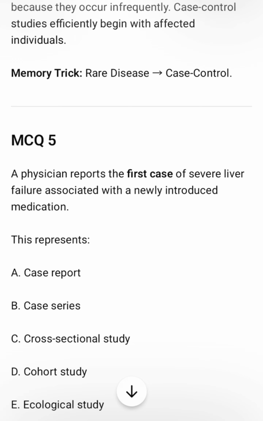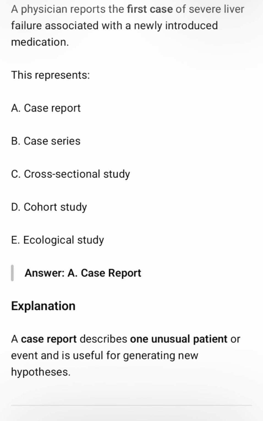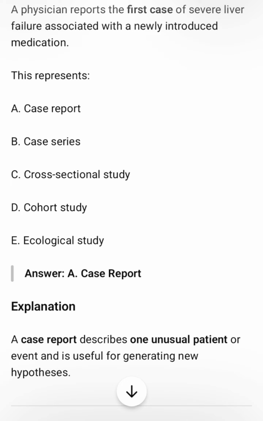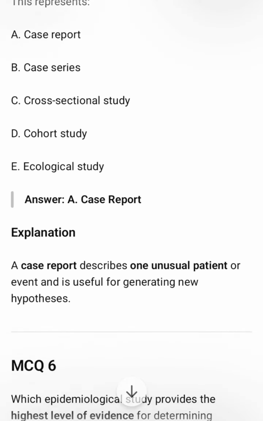A physician reports the first case of severe liver failure associated with a newly introduced medication. This represents A. Case report, B. Case series, C. Cross-sectional study, D. Cohort study, E. Ecological study. As a first case report, it will represent the first case report, A. A case report describes one unusual patient or event and is useful for generating new hypotheses.